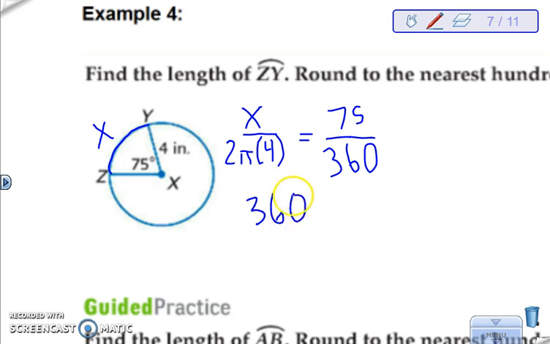So again, we're going to cross multiply. And since it says to round to the nearest hundredth, I'm just going to type my 2 pi times 4 and then multiply that by 75. I can use a calculator. And then divide by 360 to get my answer.